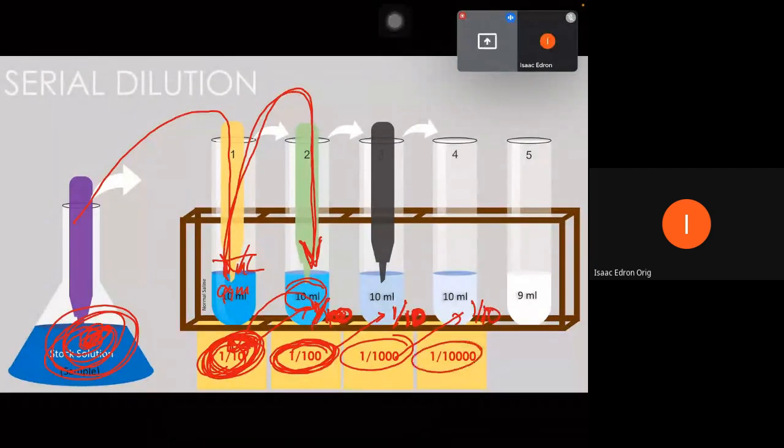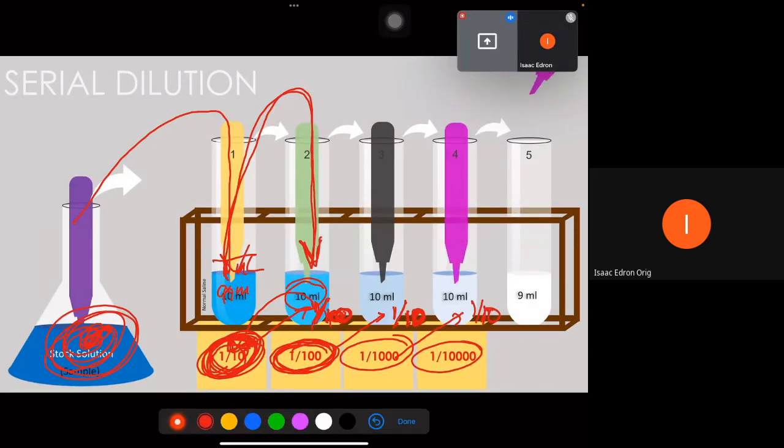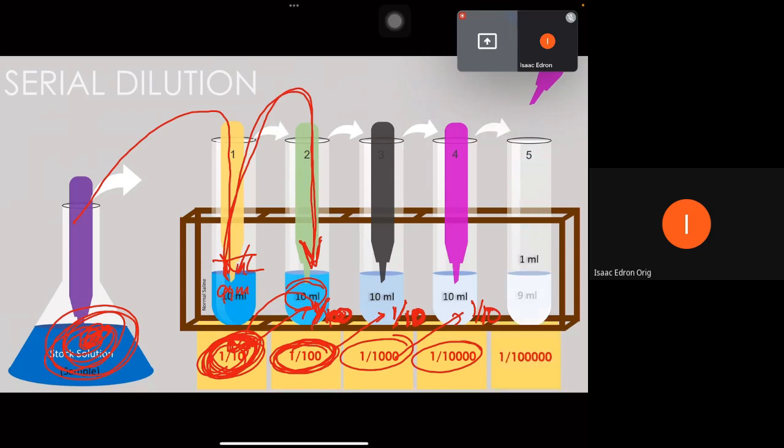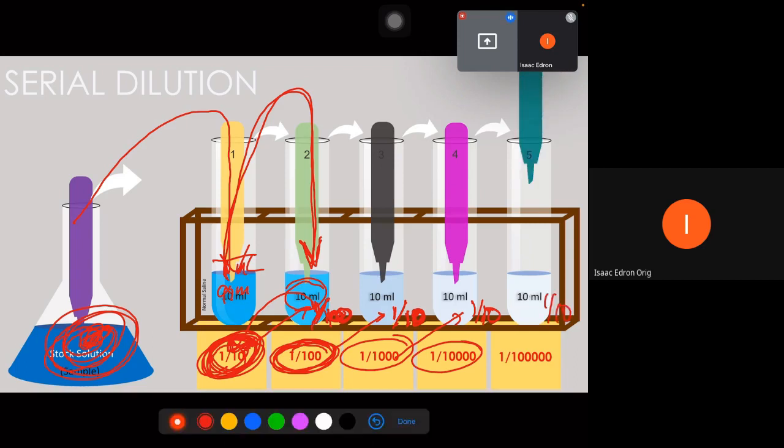1 over 10,000 na naman. Tapos, kukuha ka na naman sa 4th tube. Tapos, lagay mo naman siya 1 ml sa 5th tube. Tapos, maging 10 ml na naman. So, 1/10 na naman ito. 1/10. Then, multiply mo na naman dito. So, 1 over 100,000 na siya.